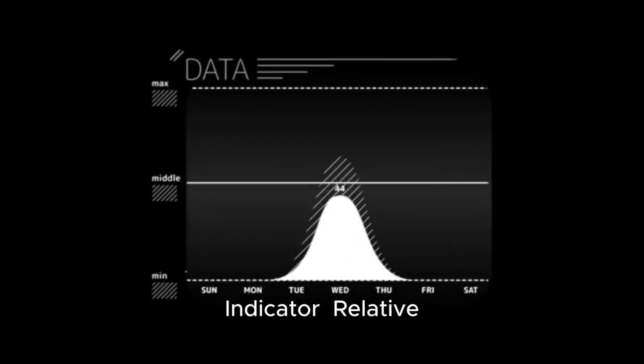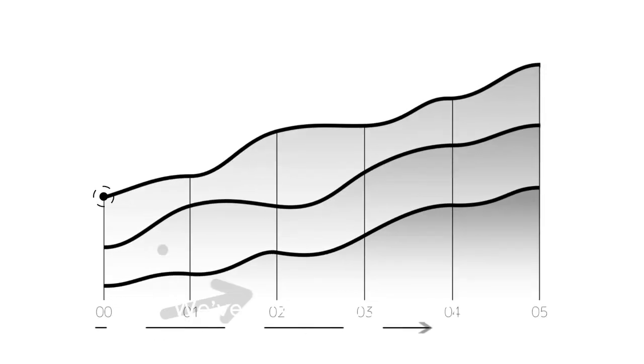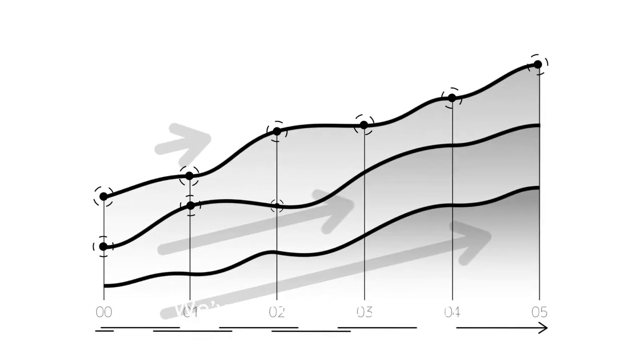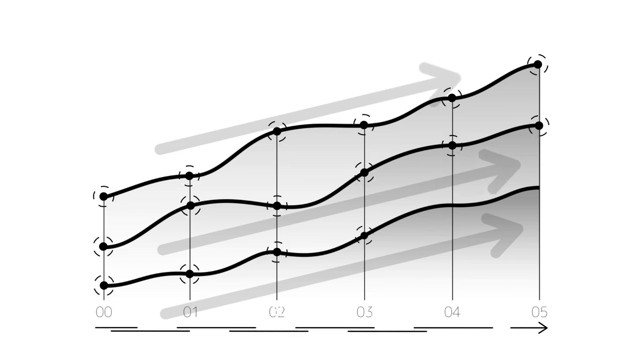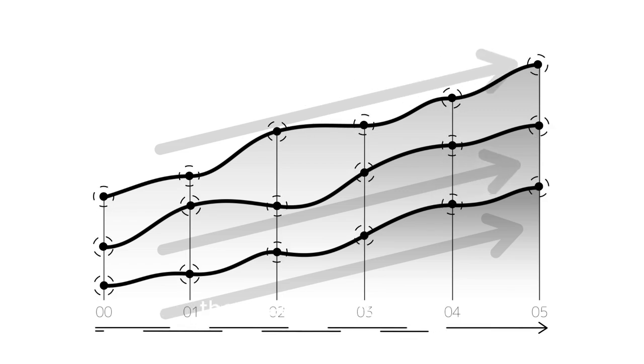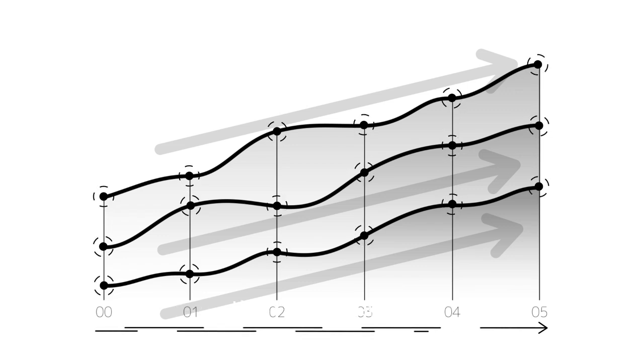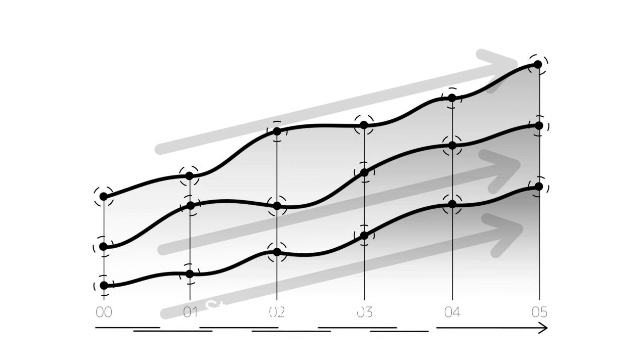The third indicator, Relative Strength Index, RSI, the momentum meter. We've talked about volume, the engine of the move. We've talked about moving averages, the structure of the move. Now let's talk about momentum, the speed of the move. And for that, few tools are more valuable than the Relative Strength Index, or RSI.